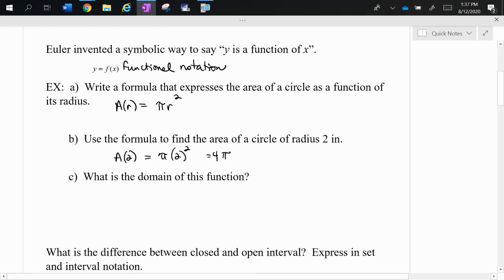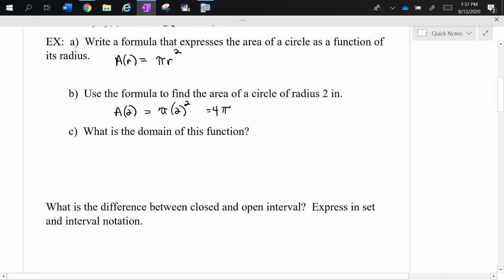And what is the domain of this function? Well, let's see. The area represents our range. The radius represents our domain because the radius is the independent variable. So we can say that the radius of a circle is going to be at least 0. We know that the radius of a circle is not going to be negative. It could be nothing or it could be positive. So when we say that r is greater than or equal to 0, this is what we call expressing domain in set notation.